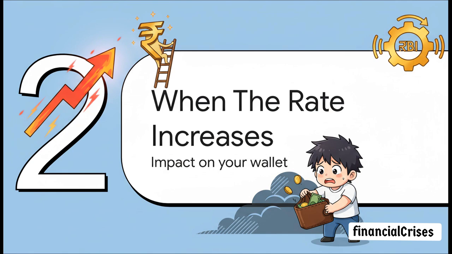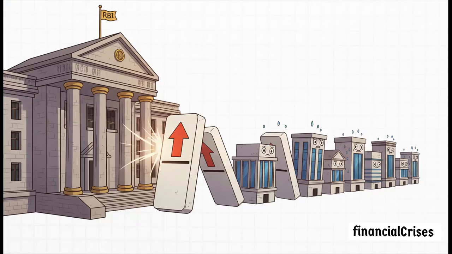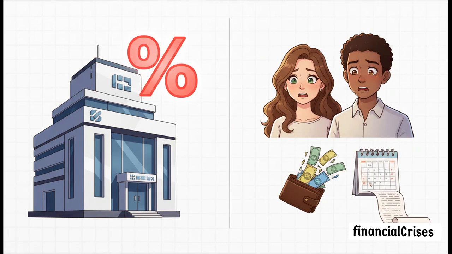Okay, so now that we know how it works, let's look at the first scenario. What happens when the RBI decides to increase the repo rate? What's the direct impact on your wallet? Well, the very first domino to fall is this. Borrowing becomes more expensive for the banks themselves. Suddenly, their cost of getting money from the RBI just went up. So when a bank's own costs go up, what do you think they're going to do? They're not just going to absorb it, right? Nope. They pass that extra cost right on to you, the customer.